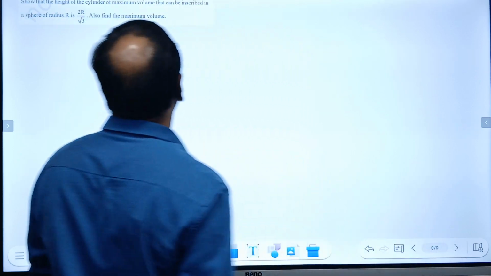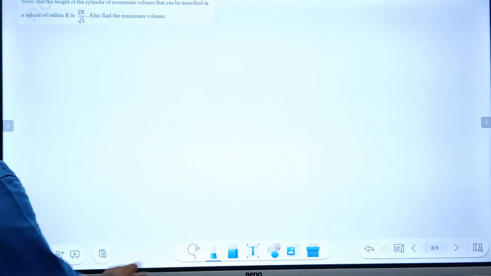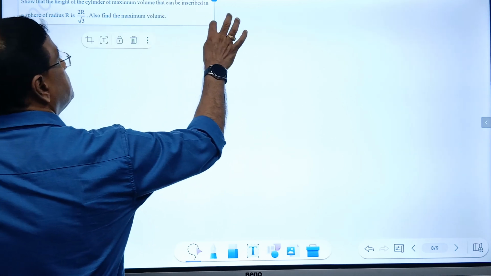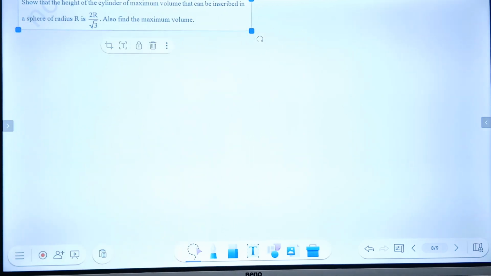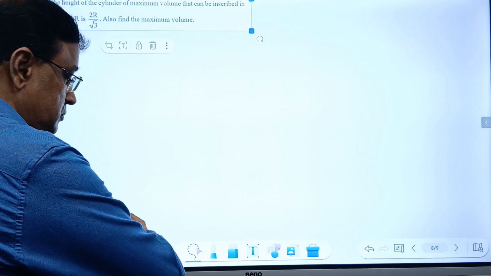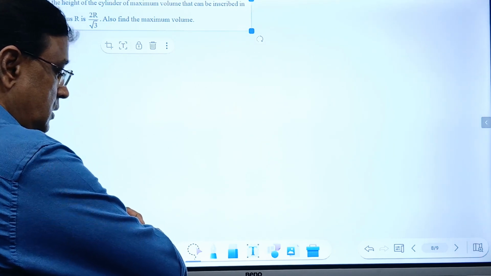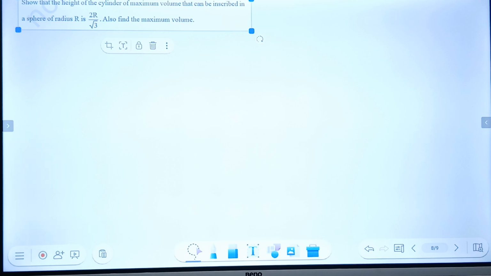Now the next one, the very important sum. Very important sum. Again, this is an NCERT question. Watch this carefully. Show that the height of a cylinder of maximum volume that can be inscribed in a sphere of radius r is 2r by root 3. Also find its maximum volume.